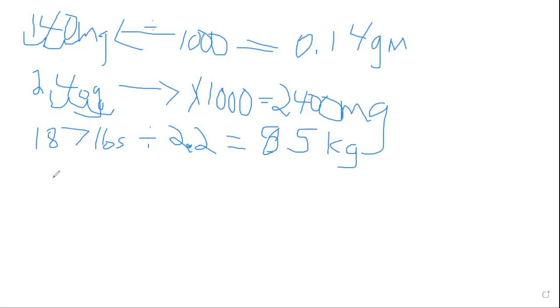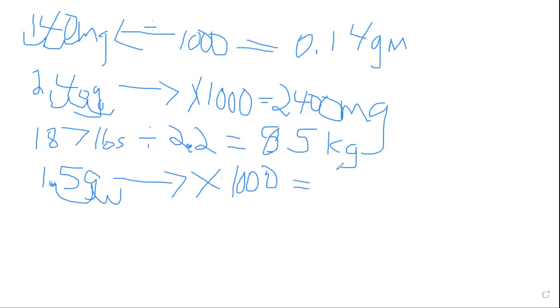Okay, the next one we had was 1.5 grams to milligrams. So that would have been times, right? 1,000. Move that decimal, 1, 2, 3. Okay. And that should give you 1,500 milligrams.